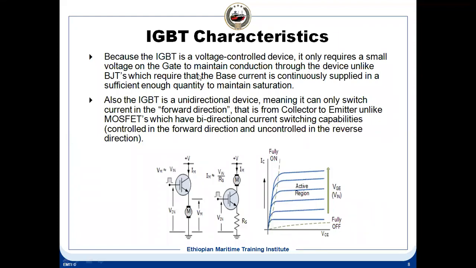It requires only a small voltage on the gate to maintain conduction through the device, unlike a BJT, where the base current must be continuously supplied. But in an IGBT, you need only a gate pulse. So IGBT is a unidirectional device. That means current can only flow in one direction. It always flows in one direction.